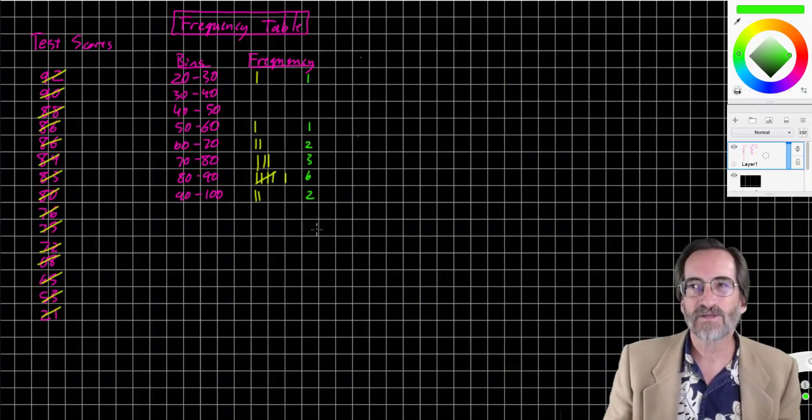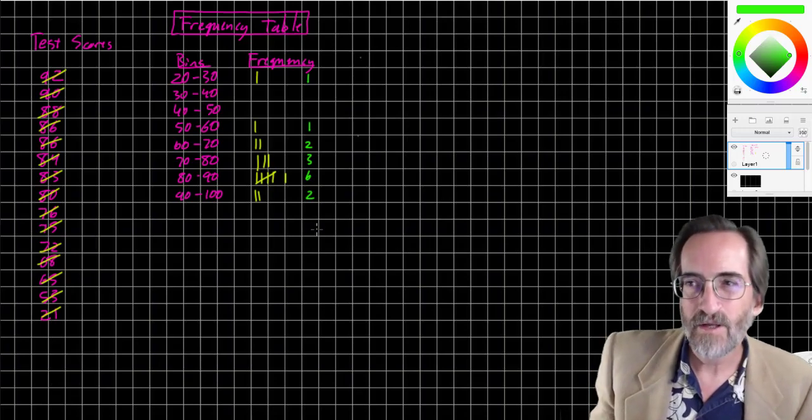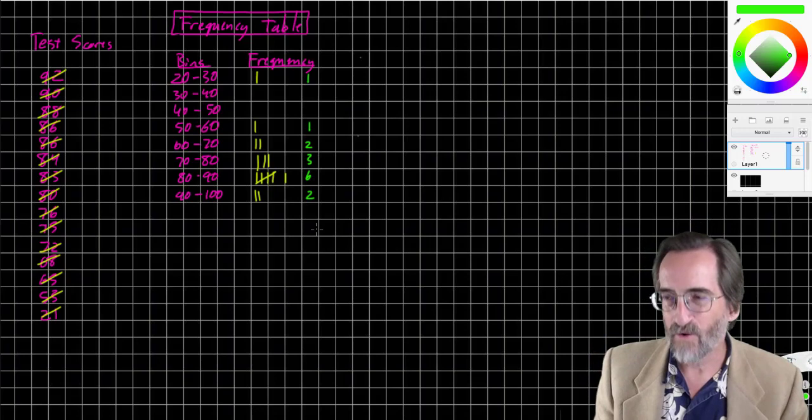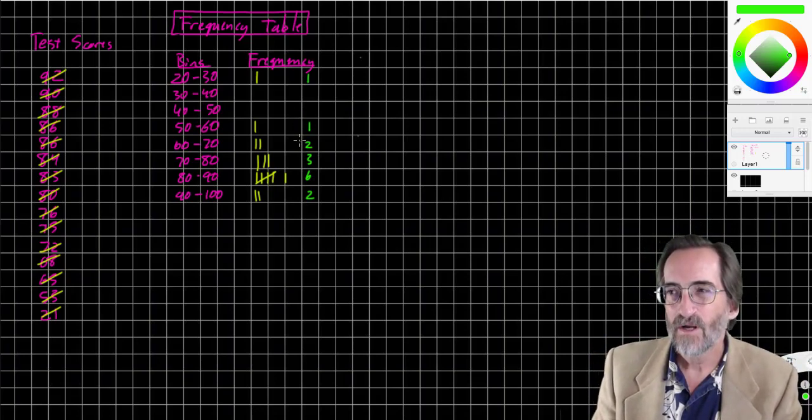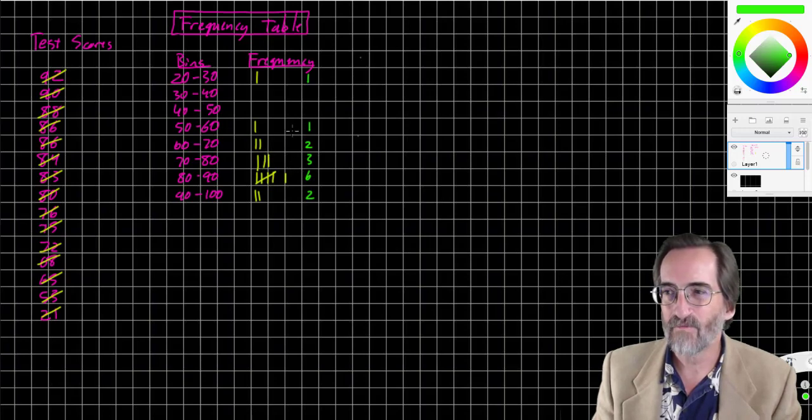So this is known as a frequency table. It gives bins or categories, and then how many times that category occurred. Note that it does mean there is some loss of data. We don't have all the original numbers in a frequency table, but it does simplify and make more discernible what's going on with the numbers.